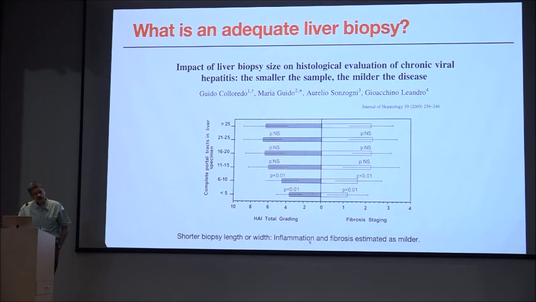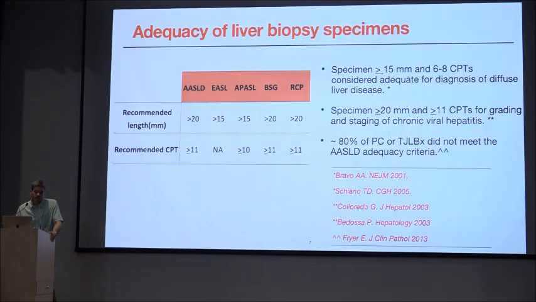Further on, these investigators showed that in a liver biopsy 2 centimeters long and 1.4 mm wide, this number of portal tracts, that is CPTs 11 to 14, was guaranteed 94% of the time. Based on this, the adequacy criteria for liver biopsies were laid down, which I have mentioned here: the AASLD, the EASL, the APASL, the British Society of Gastroenterology, and the Royal College of Pathologists.